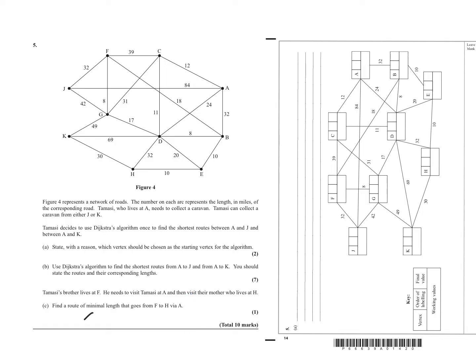Do you remember what the whole point of doing Dijkstra's is? If we start at A, Dijkstra's gives us the shortest route from A to any other node. So why would we want to, it says state reason which vertex should be chosen. Well, it should be A because both the routes contain A. And you should write, both routes contain A. It's because that's the whole point of Dijkstra's. We start at A, and it gives us every other one.